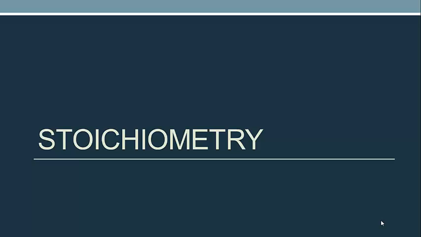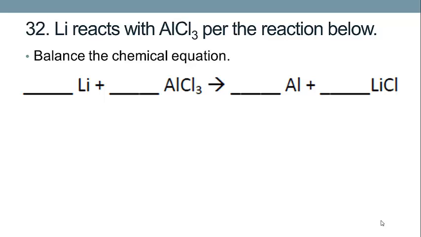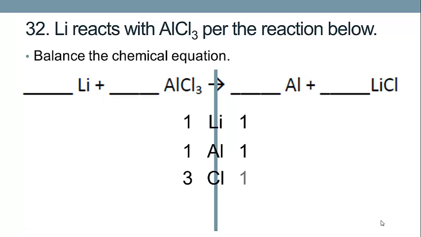The next section is stoichiometry. Lithium reacts with aluminum chloride per the unbalanced equation below. So in order to do any stoichiometry, I need to have a balanced chemical equation. So we can use the inventory method to do this. I have lithium, aluminum, and chlorine on both sides of my equation.